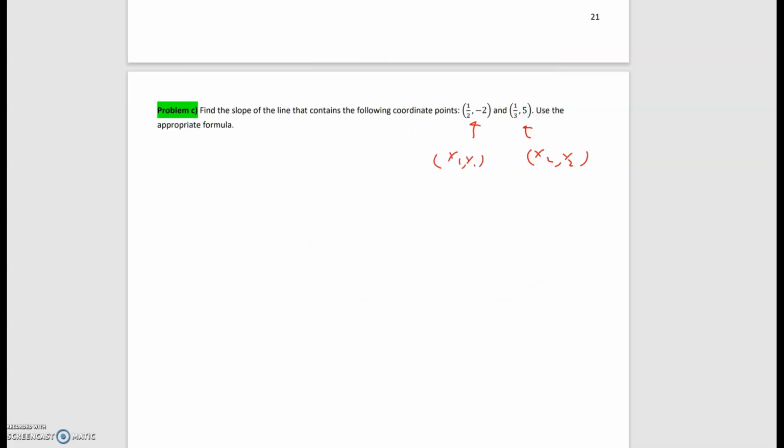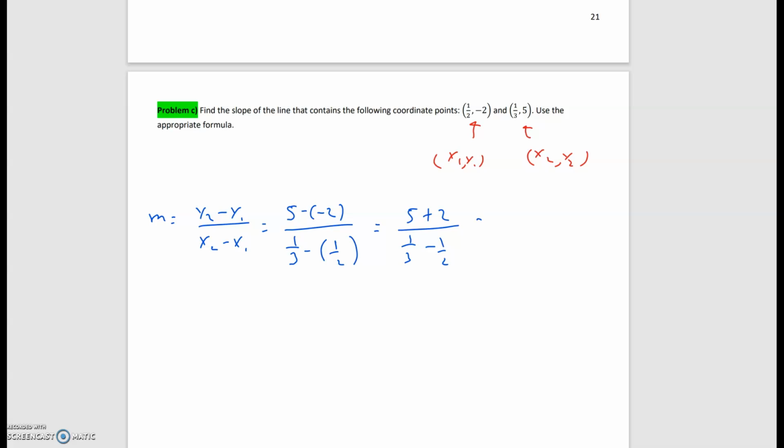So at this point, we're going to have that m is equal to your y2 minus y1 divided by x2 minus x1. So your y2 happens to be a 5, so this will be 5 minus, and then you have a negative 2 over your x2 is a third minus, and this is just a half. So on the top, this will be 5 plus 2. At the bottom, it'll be 1/3 minus a half, or 7 over 1/3 minus 1/2.